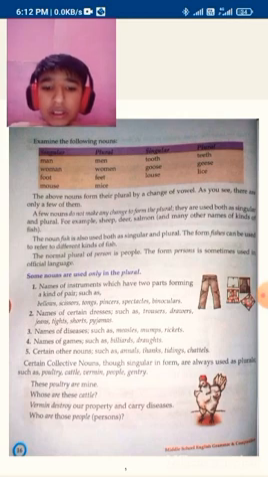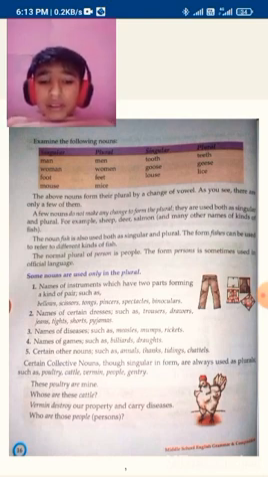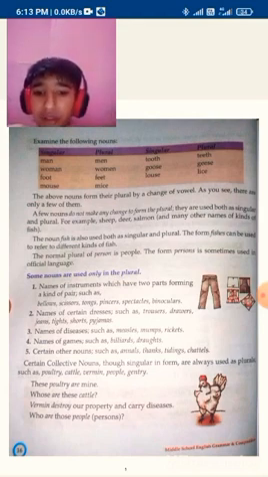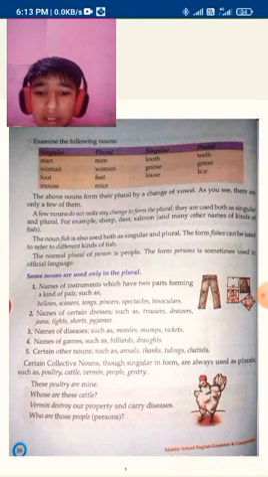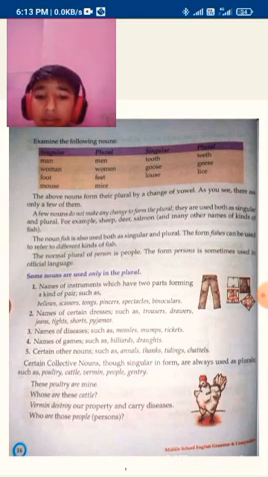Names of certain dresses such as trousers, drawers, jeans, tights, shirts, pajamas. When we say names of some dresses, they are all only used in plural form. Names of dishes are also used as plural, such as meals, mumps, rackets, etc. Names of games such as billiards, draughts. Certain other nouns such as annals, thanks, tidings, chattels, etc.